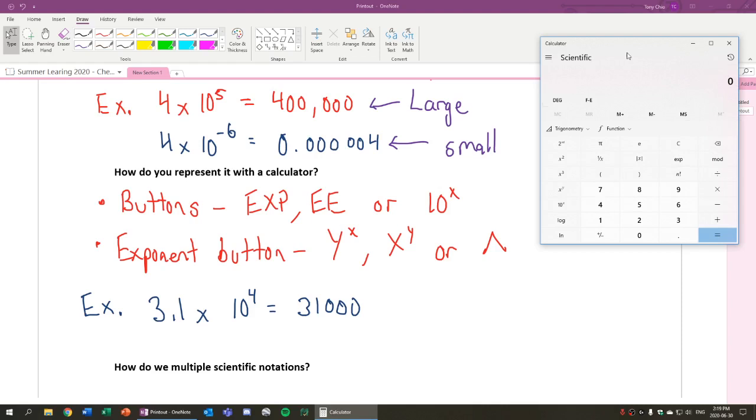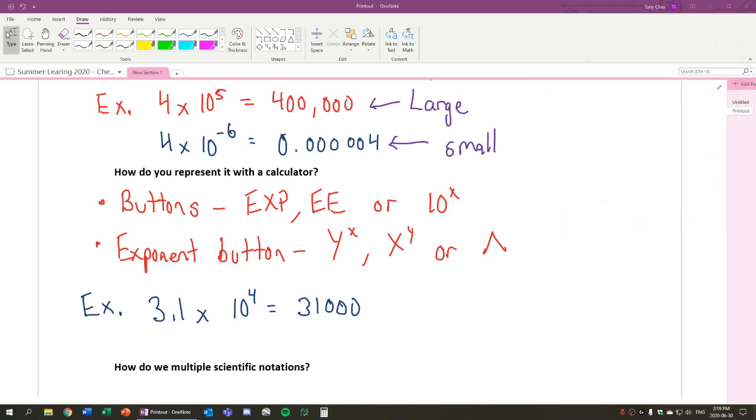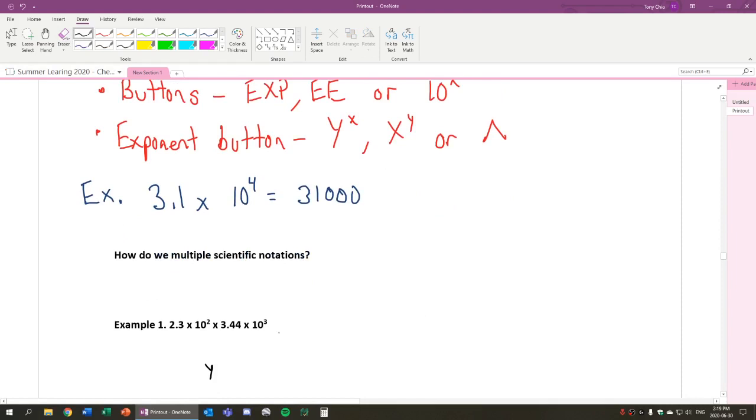So practice doing this on your calculator. You can pause the video at any time. Practice this, and you will see. So our first question is, how do we multiply scientific notation? Oopsie. So how do we multiply scientific notation?